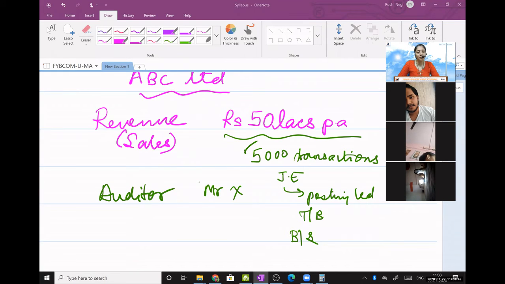An auditor comes not more than how many times? An auditor does not come more than five to six visits. In 5, maximum 6 visits he does all his work. So do you think in those 5 to 6 visits he will audit 5,000 journal entries along with ledgers and everything? Obviously not. Vijay and Surbhi are saying, no ma'am, obviously not possible.